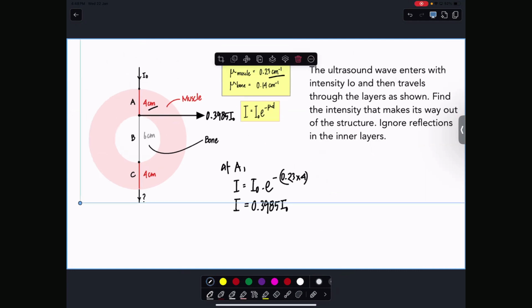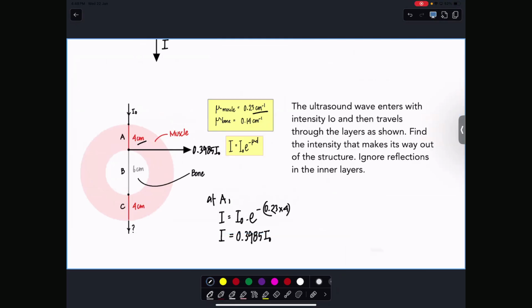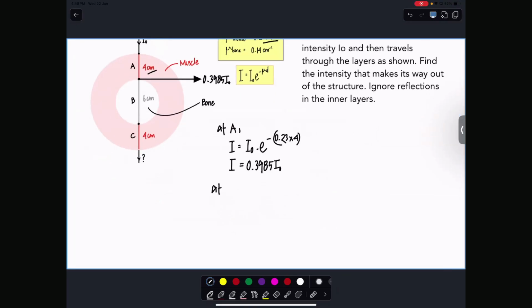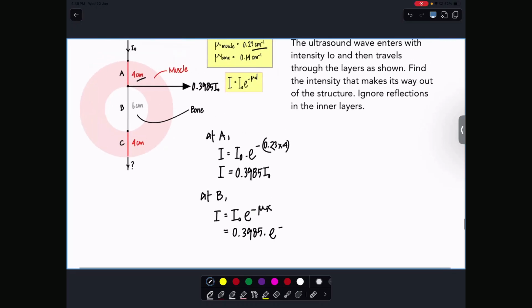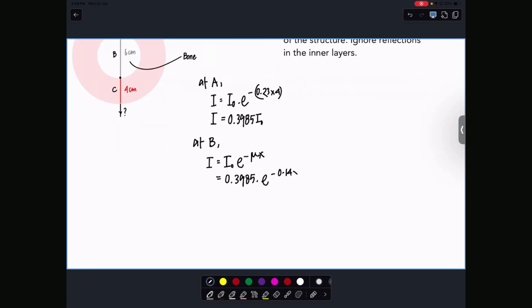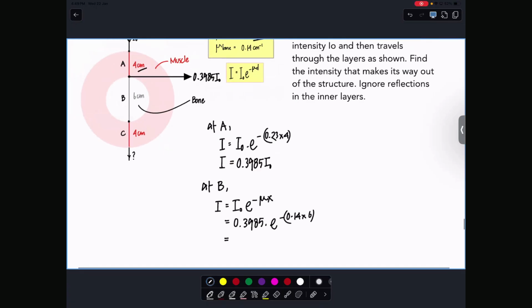Then what do we do? Yeah, এখন আমরা B তে করব. So at B তে কি হবে? B তে again I'll use the formula I equals I naught e to the power minus mu x. কিন্তু this time the I naught is not I naught. It is how much? Yeah, exactly. So it's going to be 0.3985 times again e to the power, mu হচ্ছে 0.14 and x হচ্ছে 6. So এটা করলে তুমি যে ইন্টেন্সিটিটা পাবা কোথায় পাচ্ছ? At that location, right? So কত আসে এটা?